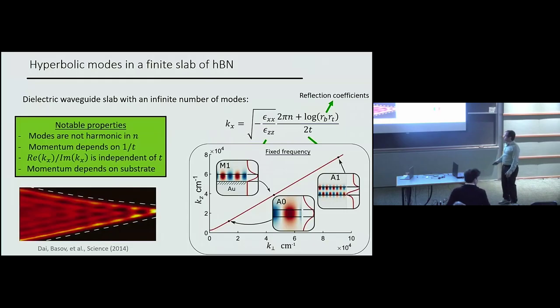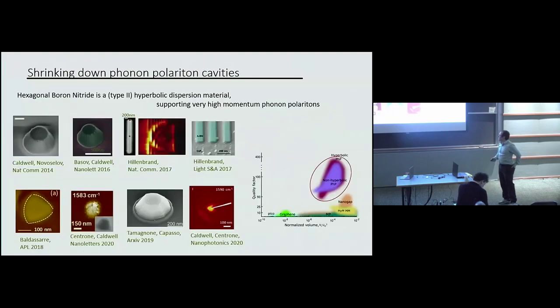Now, these results, again, I have to give a lot of credit to Basov and Caldwell, who made a lot of these discoveries experimentally. And one of the first things people did after they had these materials at hand is start making cavities out of them. And this is a collection of cavity papers. This is basically the ones that are over here in the hyperbolic phonon polariton part.